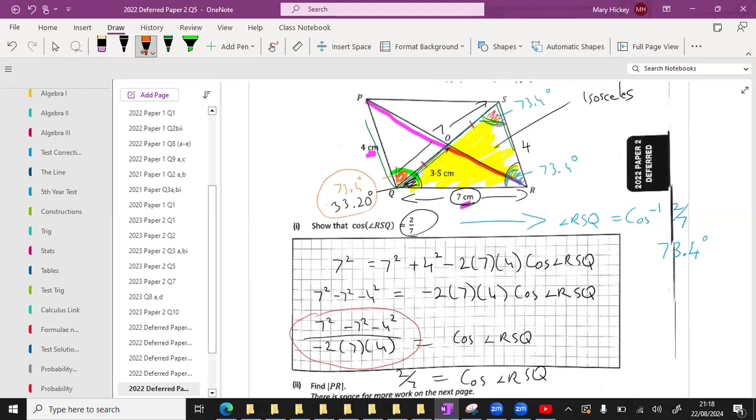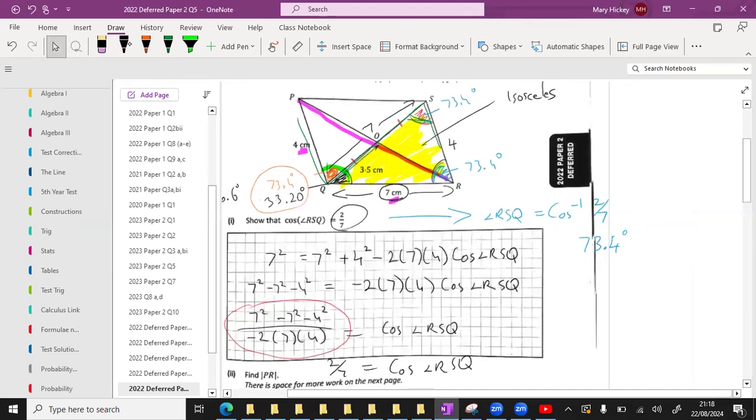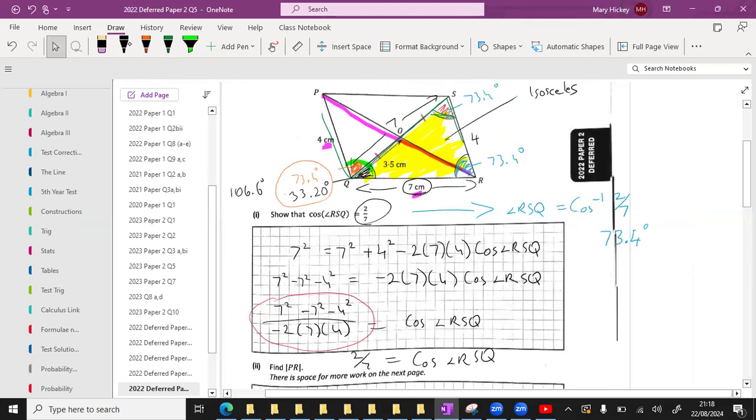So what we've really learned is the two of them together. So I have 73.4 plus 33.2. So all in all, I can consider that angle there 106.6 degrees. So now I can use my cosine rule again. So this time round, again, I start with the side I'm missing. So in this case, I'm starting with x squared. It's really my PR, but I'll just call the whole thing x for the moment.